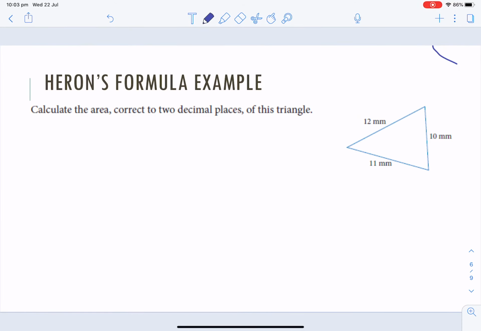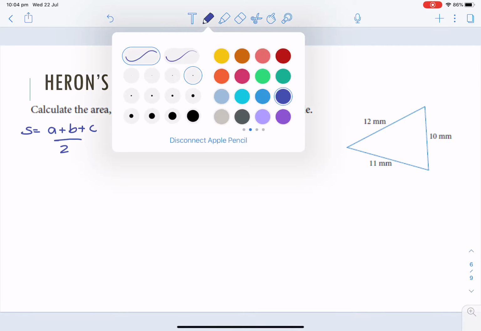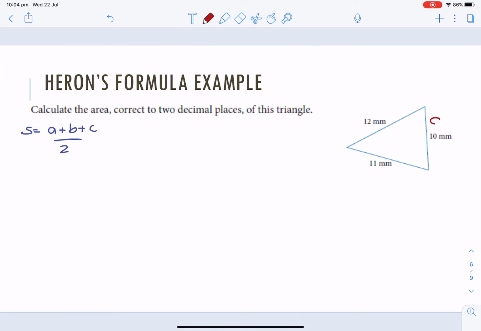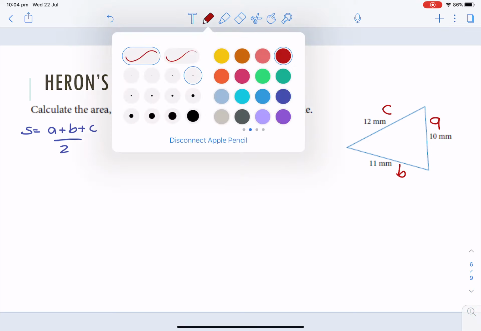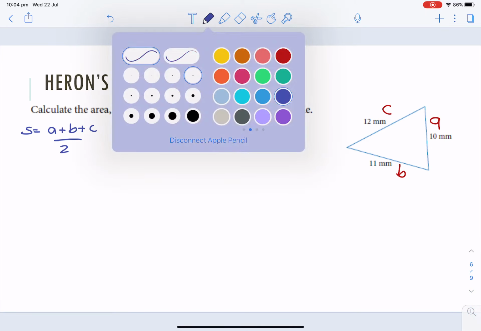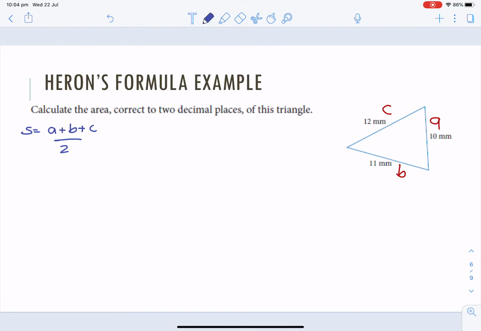Okay, our example. Now I have, there we go, scribbled on that page in error. So to use Heron's formula, we start by using our S formula, which is S is equal to A plus B plus C on 2. I'm going to change colours so I can show you. A, B, C. I'm just starting smallest to biggest. It's nicer and neater that way. It doesn't matter what you use as A, B or C.